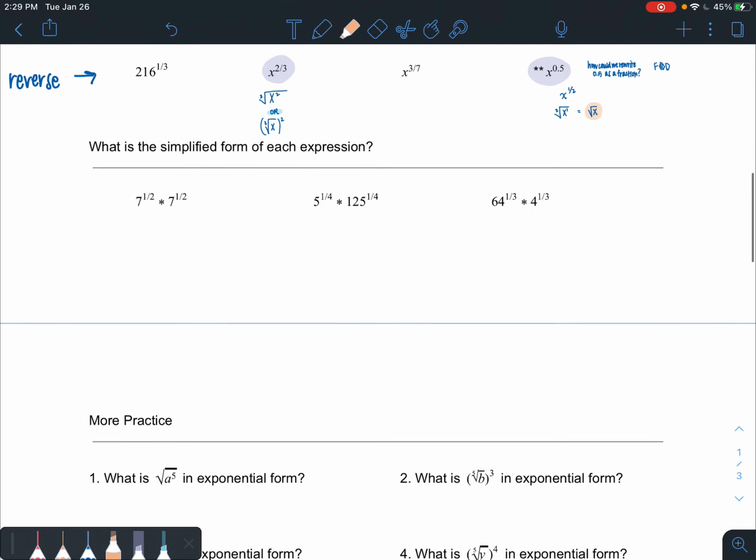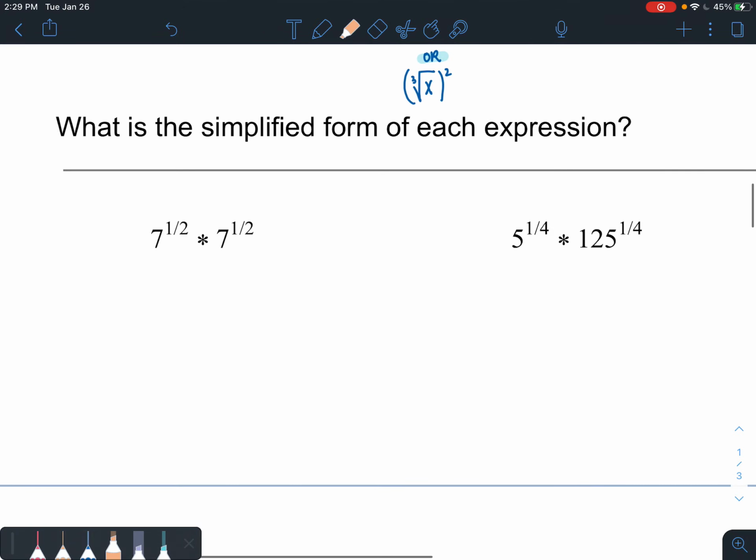Okay. So let's go ahead and talk about the simplified form of each expression. You'll see that we have the same base. And so when we multiply with the same base, we add the exponents together. So this is 7 to the 1/2 plus 1/2, and 1/2 plus 1/2 is equal to 1. So we get 7 to the 1, or 7.